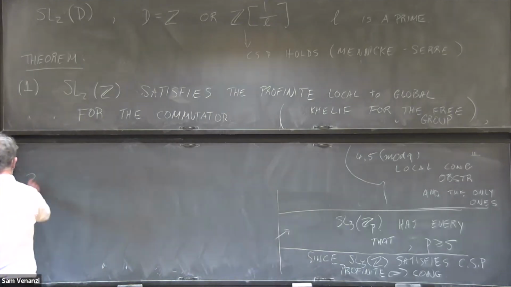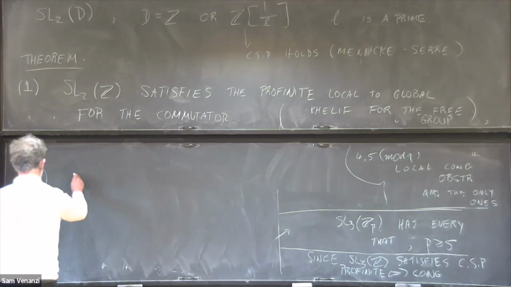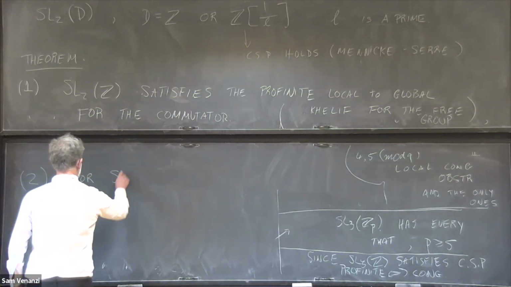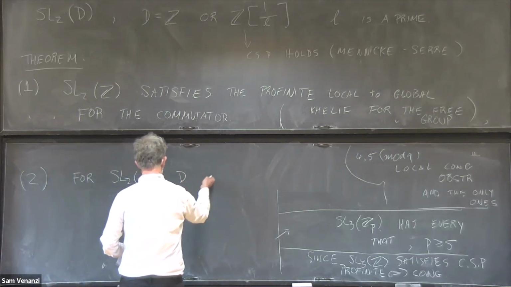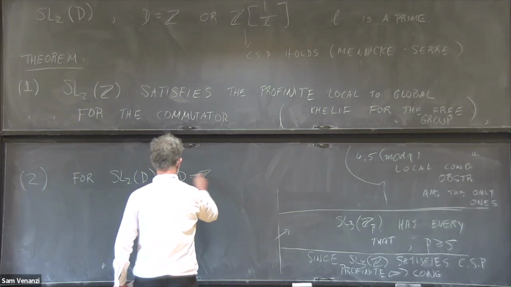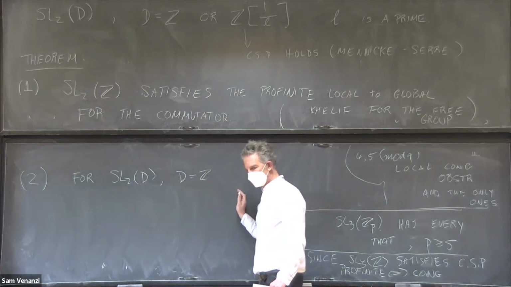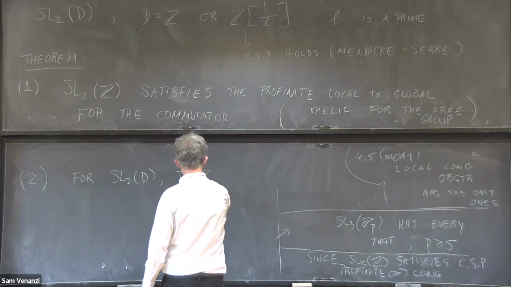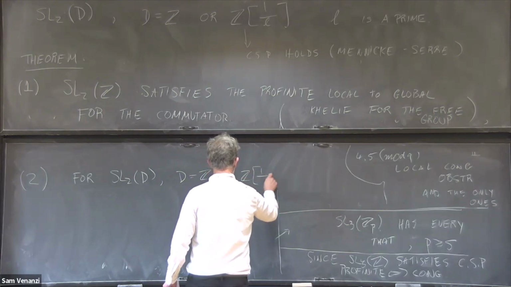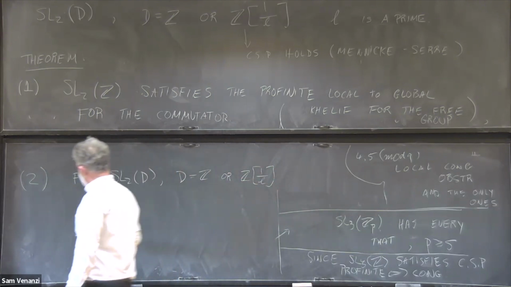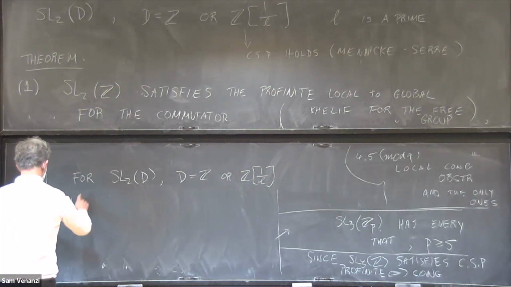Okay, so what I'm going to talk about today is the second part of this theorem, for SL2D, D equals Z. This is not hard because it's very close to a free group, but I'm going to give a treatment which is arithmetic. So for D equals Z or Z[1/L], things are quite subtle. We have to assume L is plus or minus 1 mod 5.